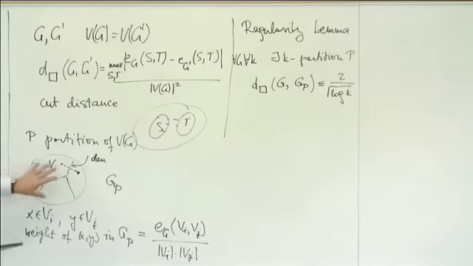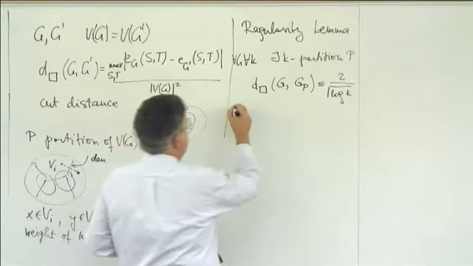So there is such a partition so that if I take any two sets, then the number of edges between them in the original graph is about the same as in this averaged out graph. So in other words, it's about what you expect on the average. So this is the regularity lemma.